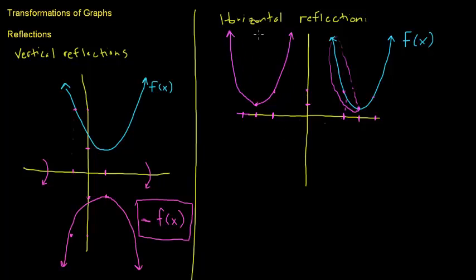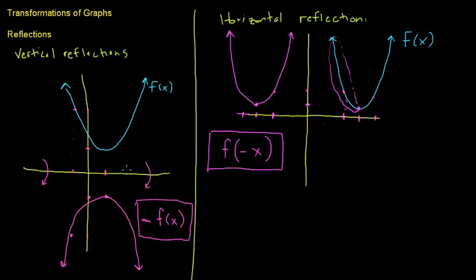Alright, and so what's the form of this function? Well, it's exactly what I said, right? You still take the normal output, but you take the negative of the input. So a horizontal reflection is f of negative x.